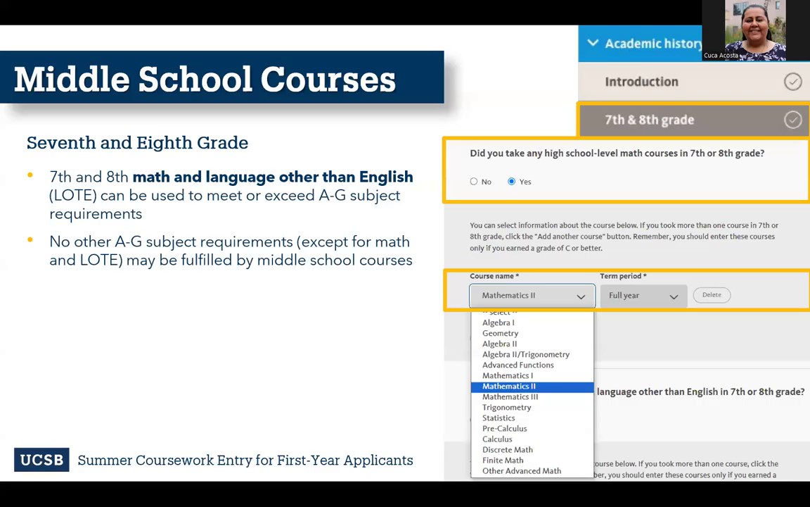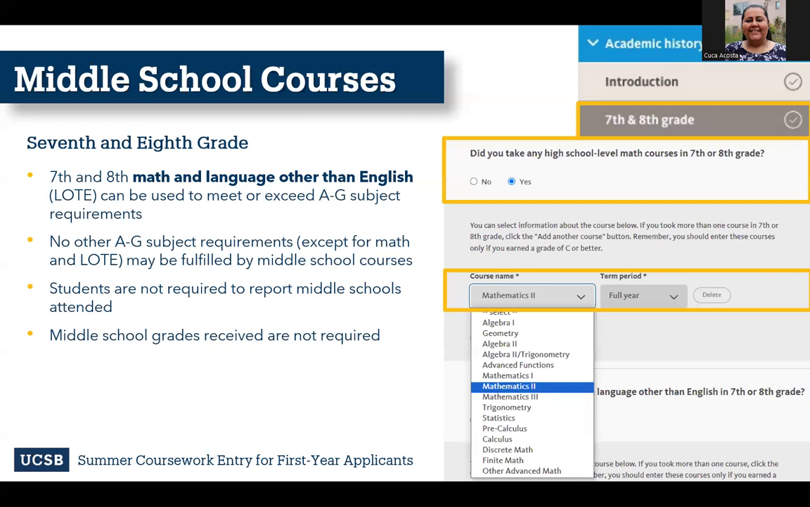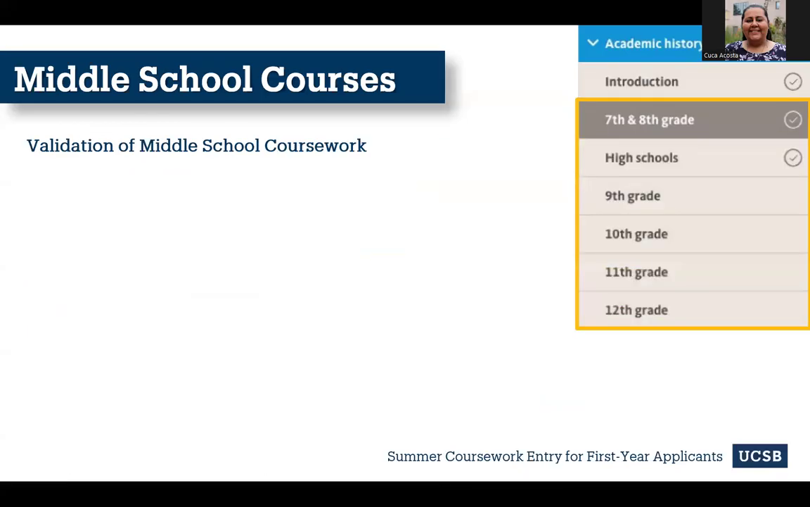We just simply need to know, as you can see on the screenshot, did they take any high school level mathematics in 7th or 8th grade? Yes or no? And if they did, they need to select from the drop down menu for that specific subject area. So the same question will be applied for language other than English. Did that student complete a language other than English? Yes or no? And then they will input the language other than English that they completed in 7th or 8th grade. Now, as I mentioned, middle school grades received are indeed not required, so there's nowhere for students to report that. They should be only inputting, though, coursework that they received a C or better in those middle school courses.